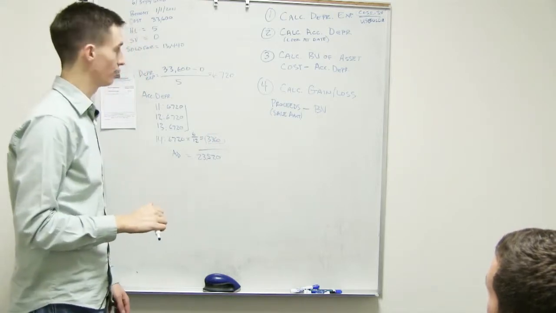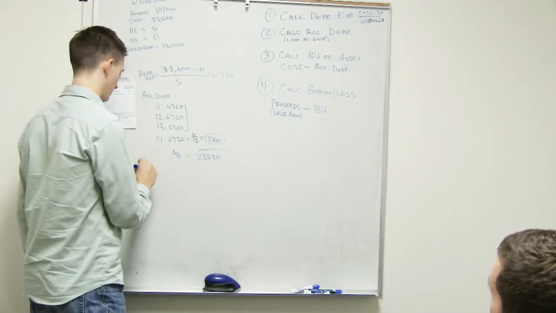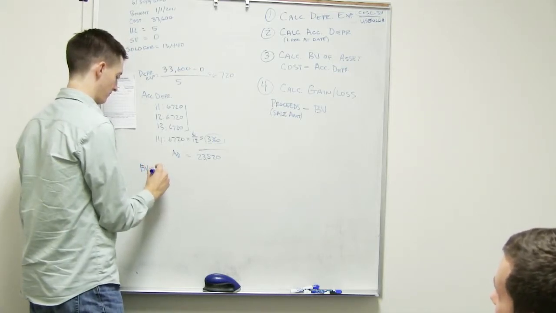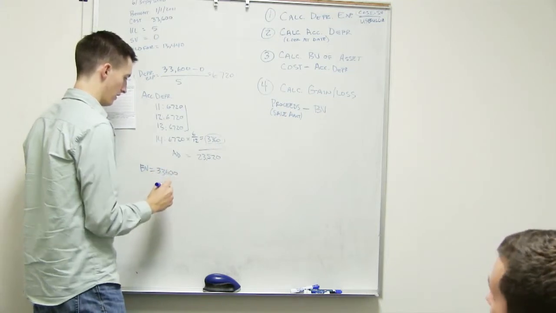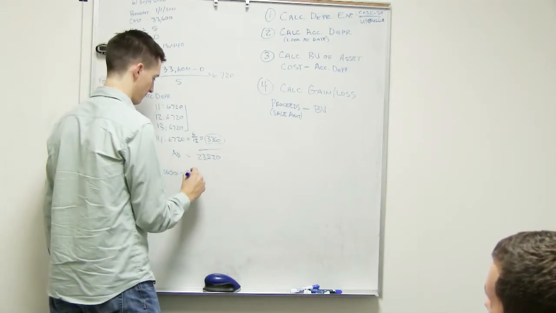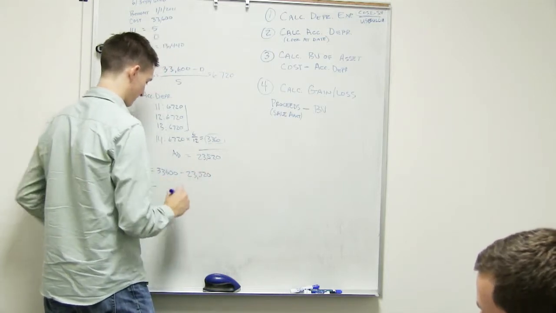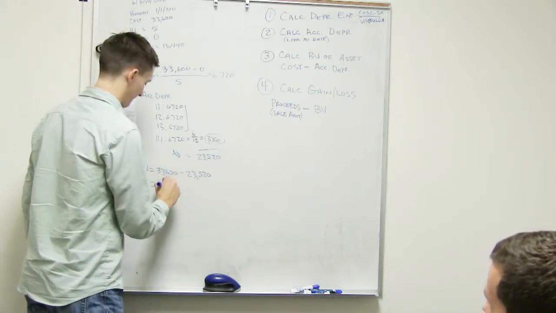Okay, what's the next step? Find the book value. How do we do that? So that's going to be the original cost of 33,600 minus that 23,520. Okay, what does that equal? It equals 10,080.